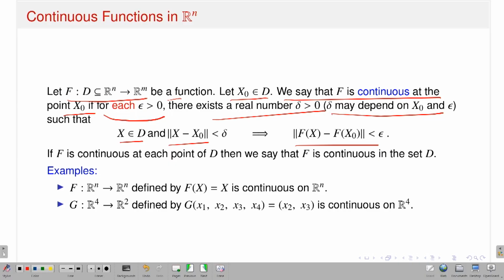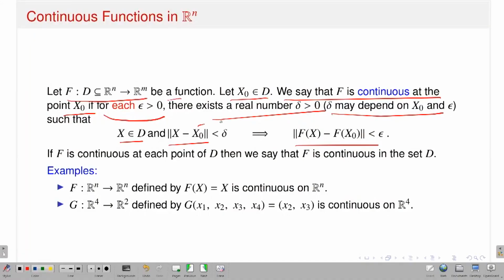Now, if you remember, I am just copying the definition of continuity of functions from the real line to the several variable case, just by replacing modulus by norm. Everything is the same. So what I am doing is considering a point x naught inside the domain.